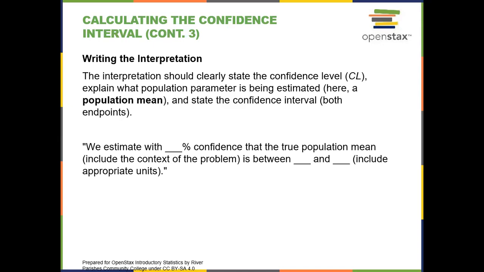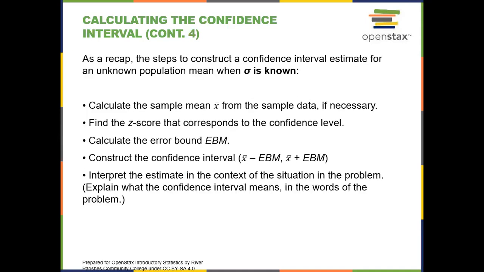The interpretation should clearly state the confidence level, explain what population parameter is being estimated, here a population mean, and state the confidence interval, both the endpoints. And we write it like this: we estimate with 95% confidence that the true population mean will fall between the lower boundary and the upper boundary.